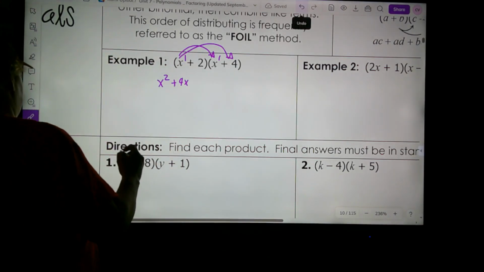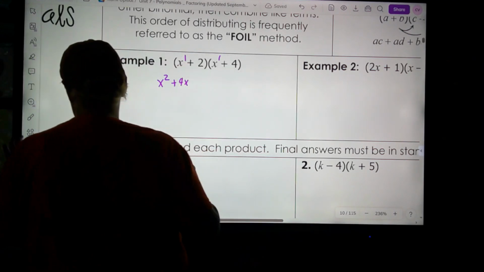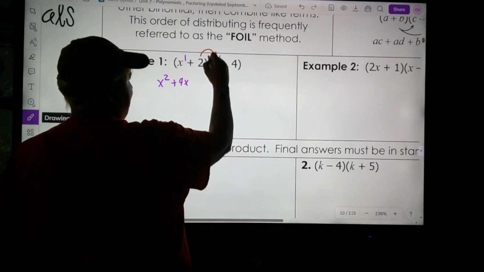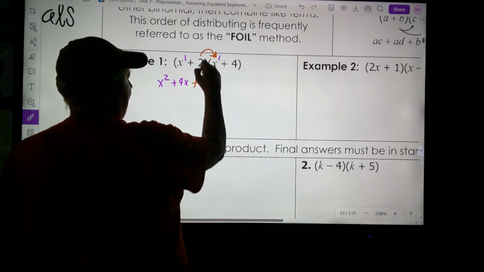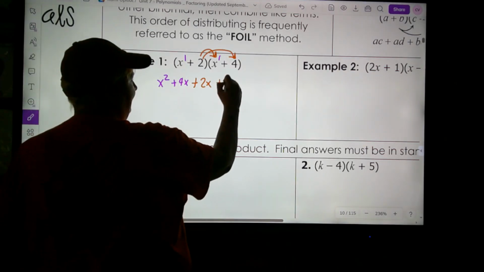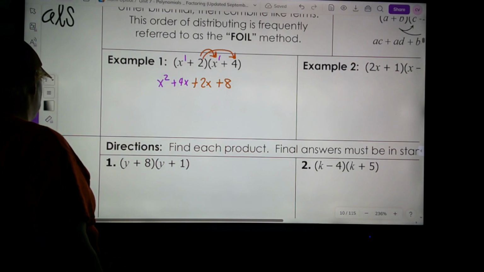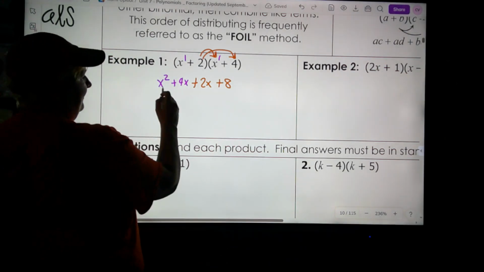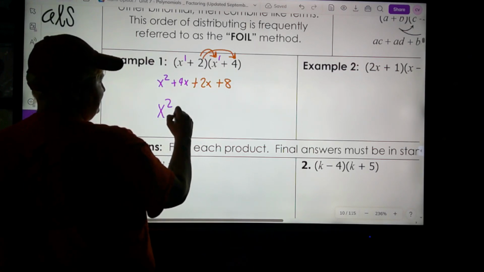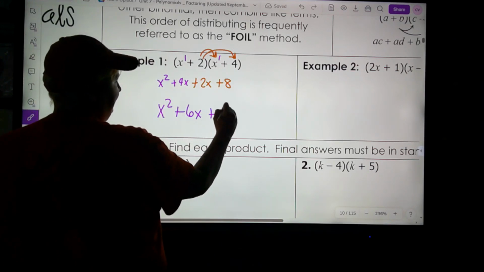Do it again, but do it with the second term. This times this, and this times this. Then combine your like terms. X squared in the front, 4x and 2x is 6x, 8 in the back.